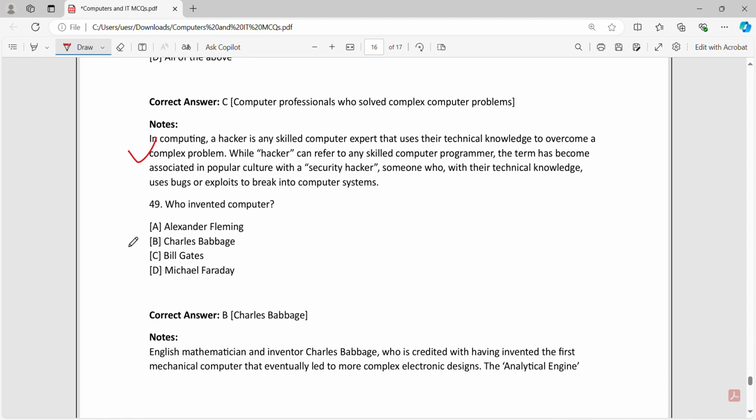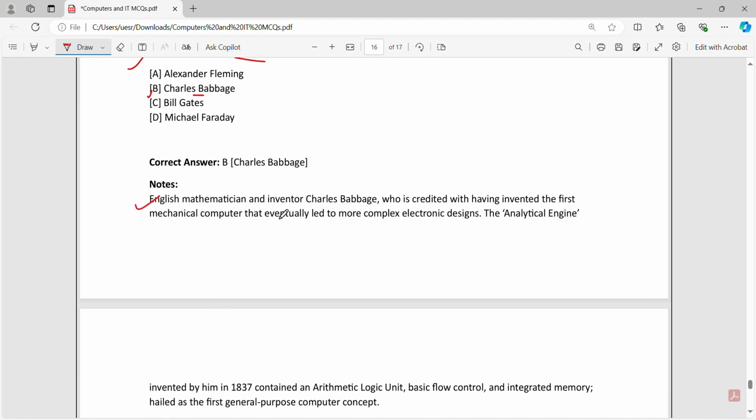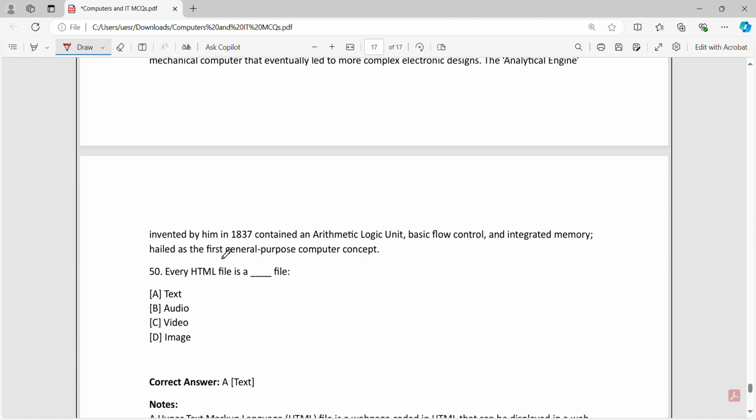And question number 49. Who invented the computer? So the answer is Charles Babbage. English mathematician and inventor Charles Babbage is credited with having invented the first mechanical computer that eventually led to more complex electronic designs. The Analytical Engine invented by him in 1837 contained an arithmetic logic unit, basic flow control, and integrated memory, hailed as the first general purpose computer concept.